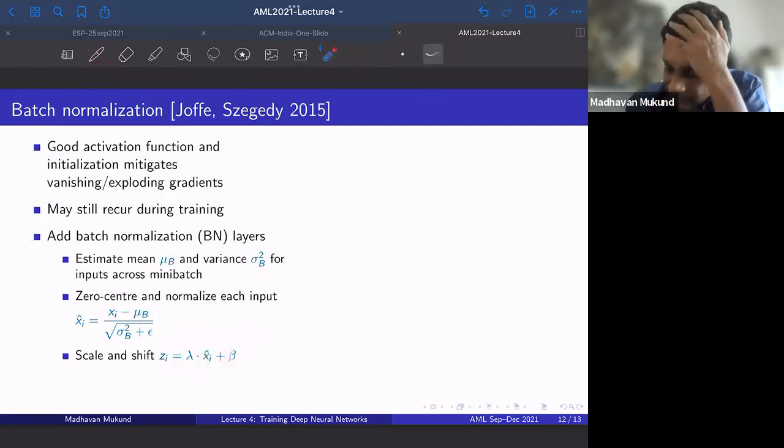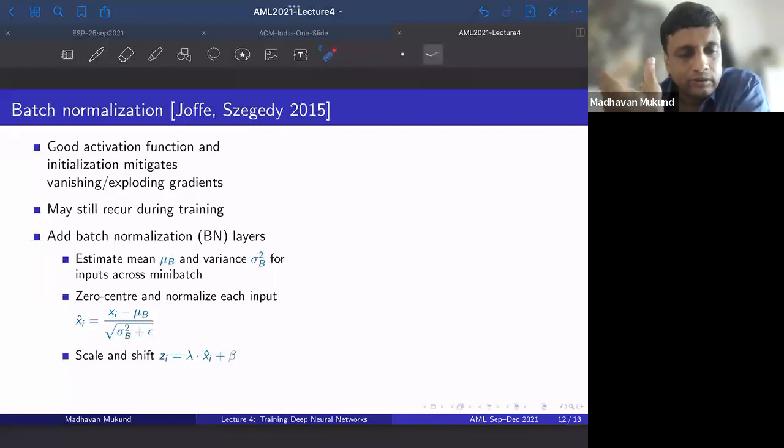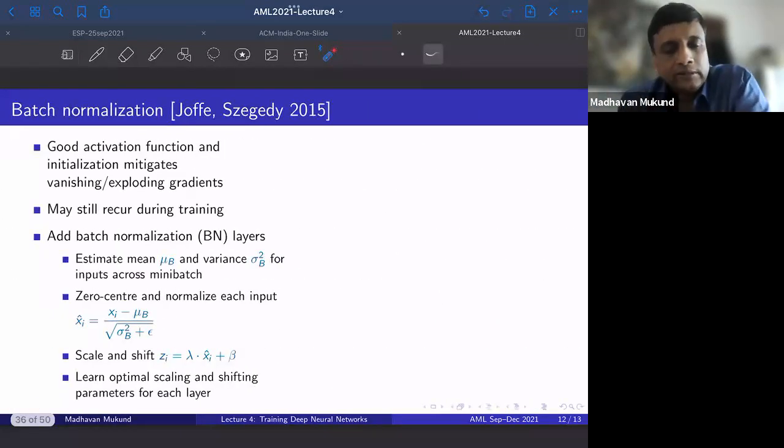Okay? So this is a kind of correction that you're doing all the time. So instead of feeding the output exactly as it is, you're first converting it to a kind of normalized Gaussian with 0 and 1, and then you scale and shift it, right? So this is what is called batch normalization.